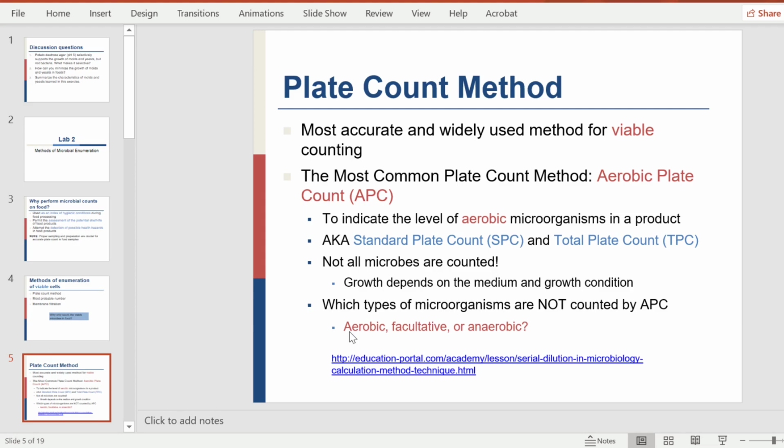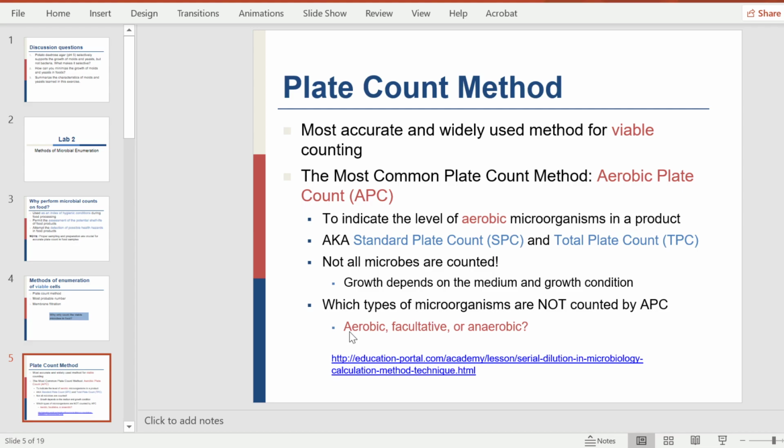So the first method is the plate count method. This is going to be the most accurate and widely used method for viable counting, and the most common method of this is the aerobic plate count. That's going to be known as APC. This is going to indicate the level of aerobic microorganisms in a product. Some people are also going to refer to this as a standard plate count or the total plate count. So these are all the same thing.